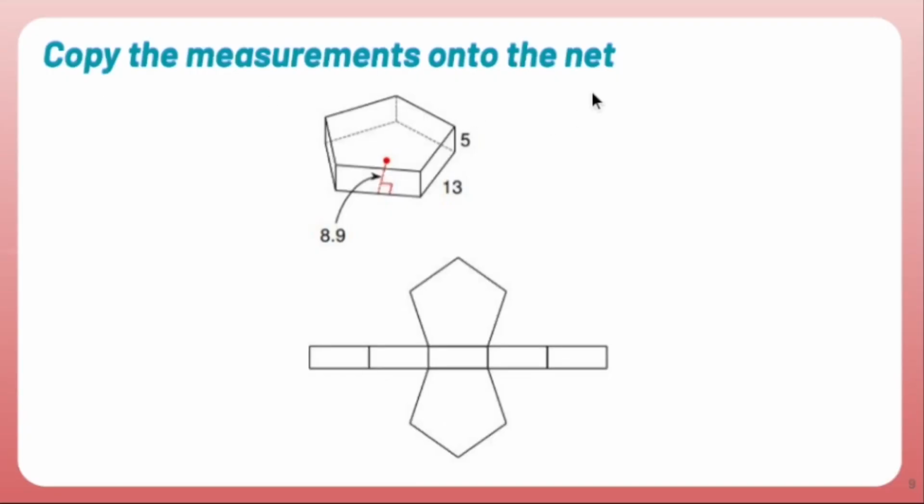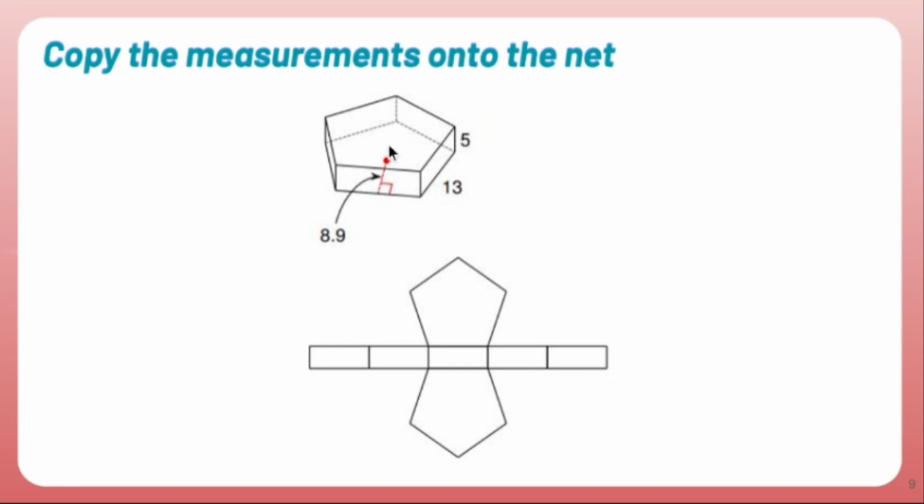Copy the measurements onto the net. A net is basically, if I were to take this picture, this guy right here, and take a bunch of scissors and cut out the pentagon on the top and cut out the pentagon on the bottom and cut these and fold these around, that would be the net of it. Okay, it's a flattened version of a 3D shape.